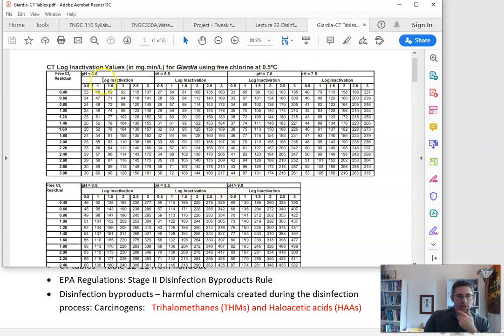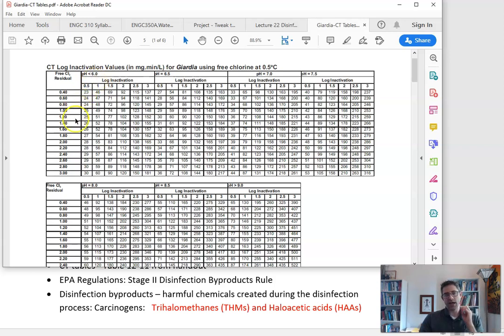There's this concept called the log inactivation, and I'll show you an equation for that in a second. The log inactivation is essentially how much are we removing. If we have 1 log removal, that's saying we're removing 90%. If we have 2 log removal, we're removing 99%. If we have 3 log removal, we're removing 99.9%, and so on. So the higher log removal or log inactivation you have, the more you're removing by a lot.